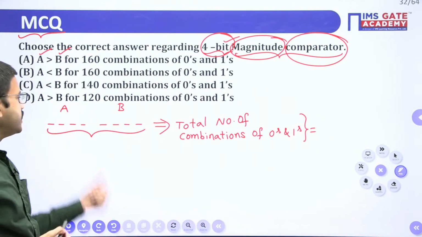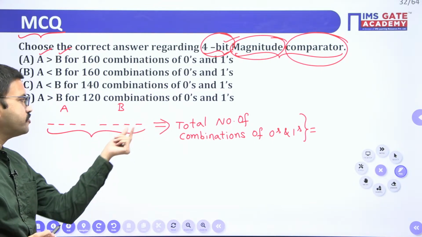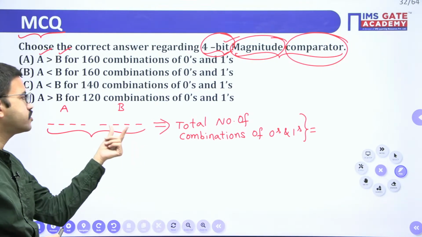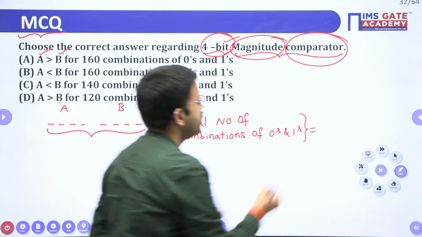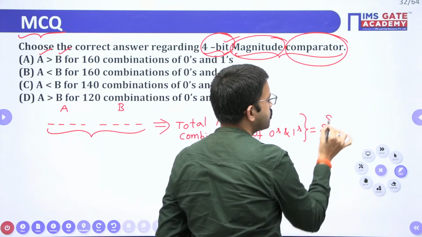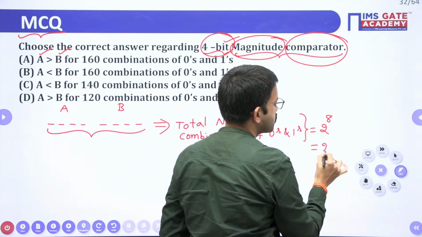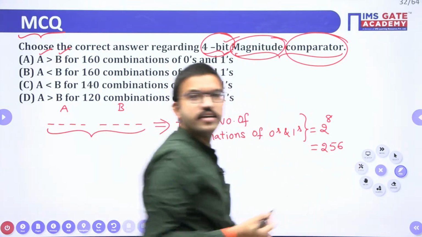Not 253, it will be 2 power 8, right? See, if you are having a single bit, 2 power 1. 2 bits means 2 square, 4 combinations. 3 bits means 2 power 3. In the same way, since you are having 8 bits, the total number of combinations is 2 power 8, which is nothing but 256. Yes, very good, Saptak.